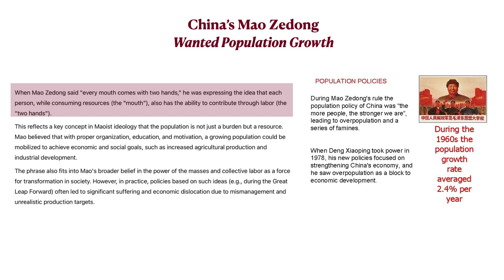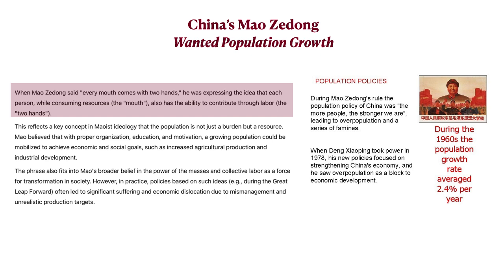And we can trace it all the way up to China's Mao Zedong, who famously said that every mouth comes with two hands, meaning that, okay, the population of China is exploding, which was happening when Mao was in power, but he said this just means there's so much more labor, and that all these new people are going to be able to basically conquer nature, might be one way of looking at it, and ensure a glorious future. And during the 1960s, the population growth rate in China was 2.4% a year. So this is really sort of a population explosion.